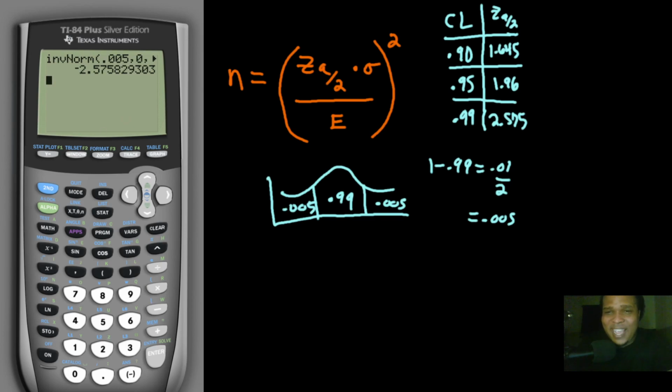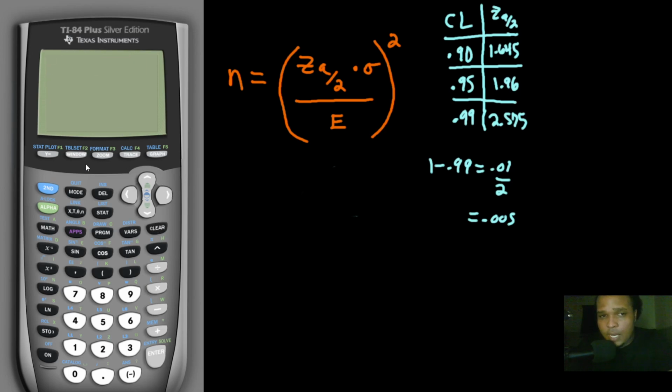Anyway, where were we? Yeah, so we're looking to find the sample size for here. And you know what? We're going to just use the calculator for this one. So let's go ahead and hit clear. We're going to hit second, alpha, y equals. Okay, so what we're going to put in here? We're going to put z alpha over 2.